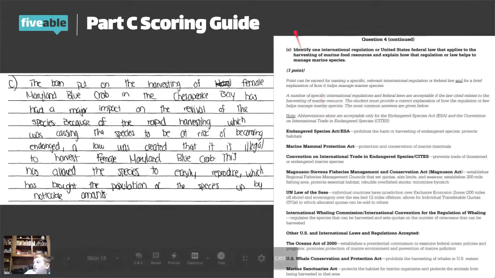Now let's look at the rubric here. If you want to read what it says in italics, that's fine. But the question says, identify one international regulation or United States federal law. Did they name a law or even identify a law? And was it international or was it US federal? It doesn't look like they actually named a law. They didn't even name the law. And looking at this list, it doesn't even look like they were describing one of these. Does it?